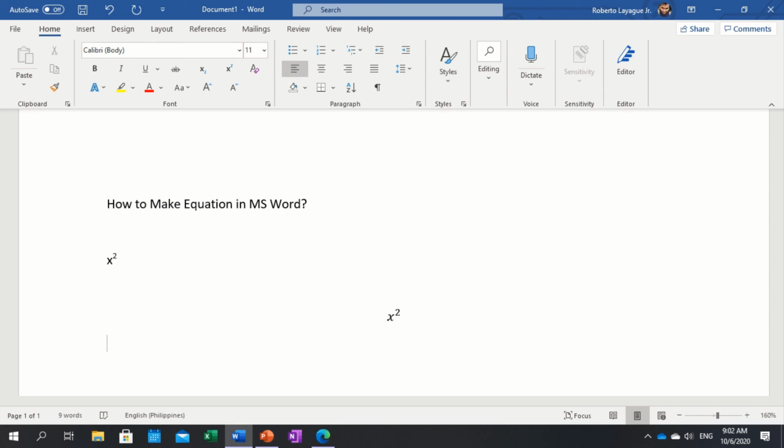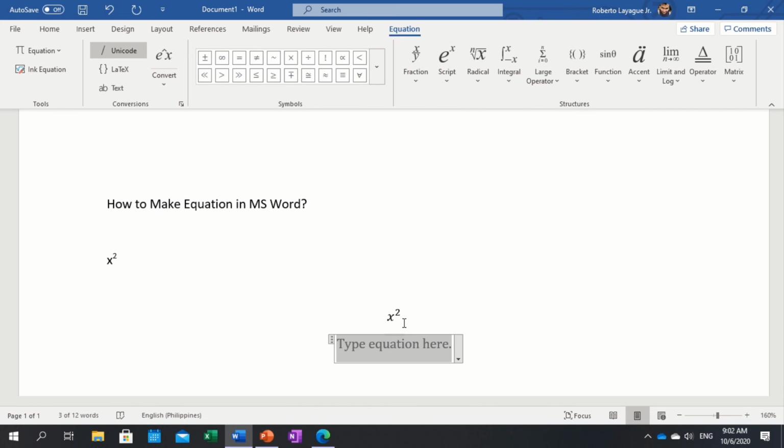For the keyboard shortcut, you press Alt and the equal sign. You have another equation that you can type. So for example, I want to work on a fraction. I want to have 3 over x. That's 3 slash x, and it will lead you to a fraction. You can explore the equation editor by using Microsoft Word.